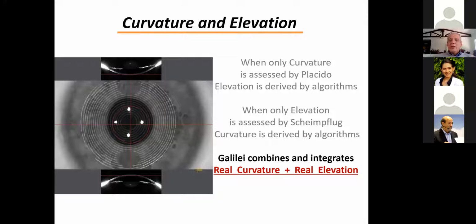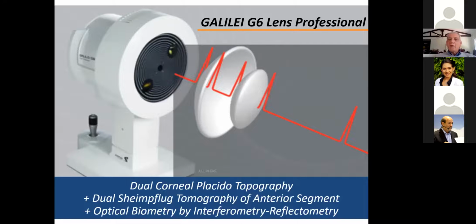Galilei combines, and not only combines, integrates real curvature from Placido and real elevation from Scheimpflug. This makes their system unique. And presently, we have optical biometry by interferometry and reflectometry. So we have what the manufacturers call all-in-one, the Galilei G6 Lens Professional, which is probably the most advanced system and technology to cover all this area.